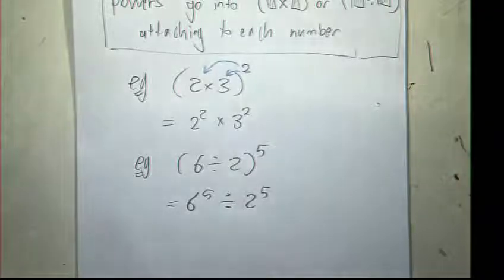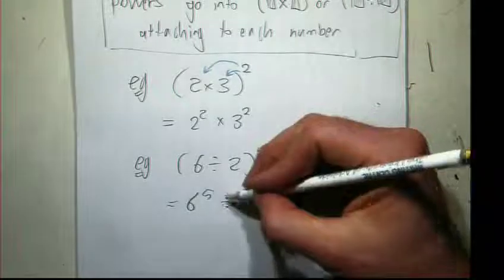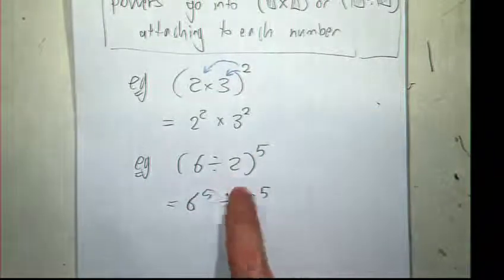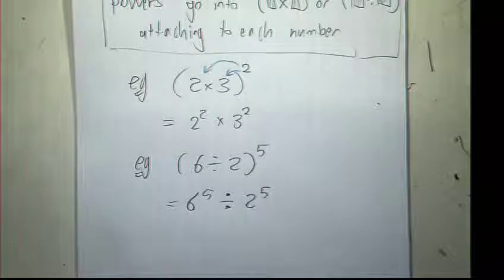Now, totally, 6 to the 5 divided by 2 to the 5 is way less simple than 6 divided by 2 then to the 5. But the thing is that if I didn't know that one of them was a 2 and it was just an x, then it might help. Okay.